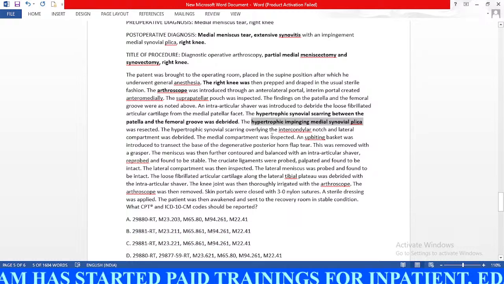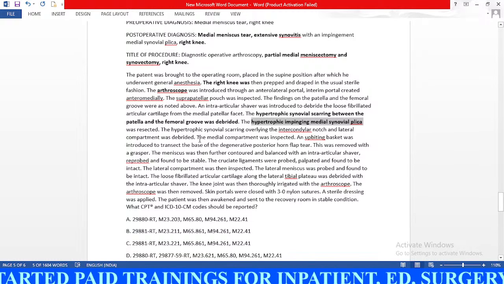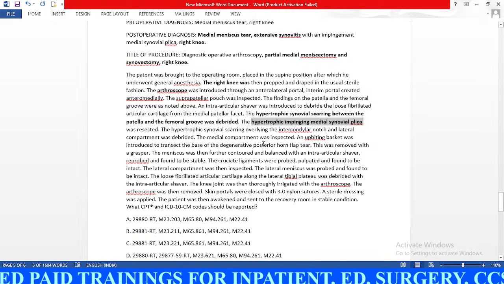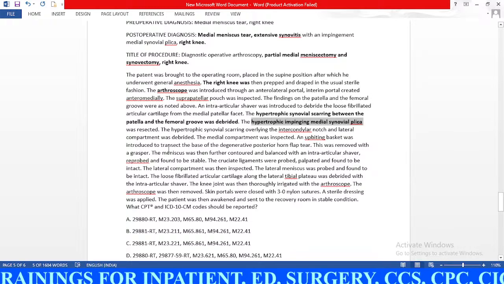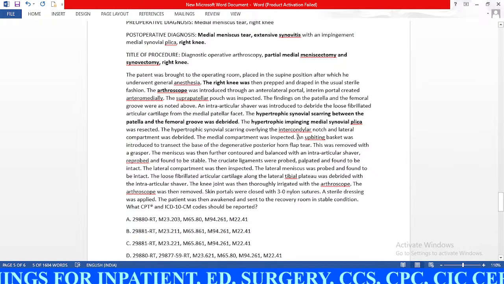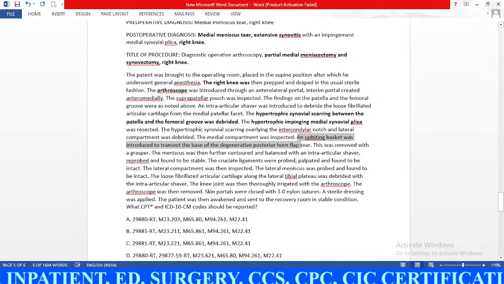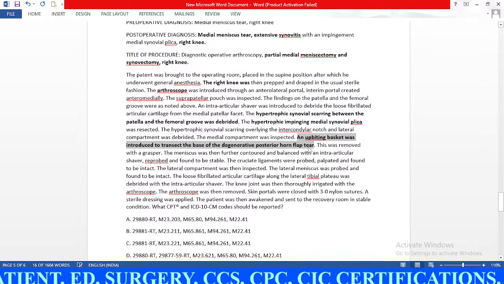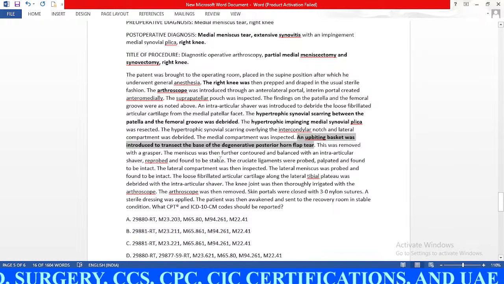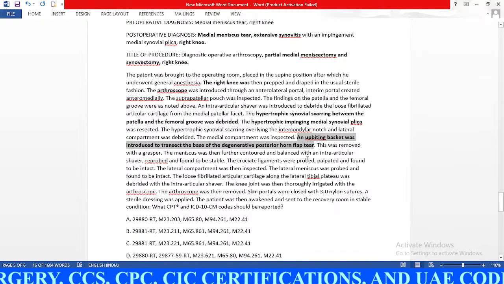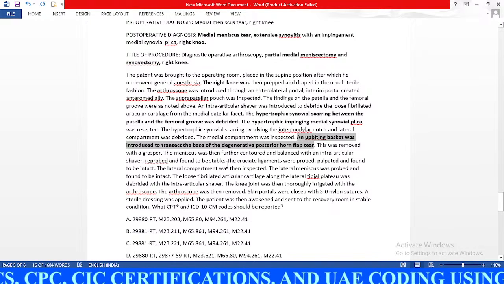The synovial scarring overlying the intercondylar notch and lateral compartment was debrided. The medial compartment was inspected. An upbiting basket was introduced to resect the base of the degenerative posterior horn of the tear. So this is also a keyword. This was removed with a grasper. The meniscus was then further contoured and balanced with an intra-articular shaver, reprobed and found to be stable.